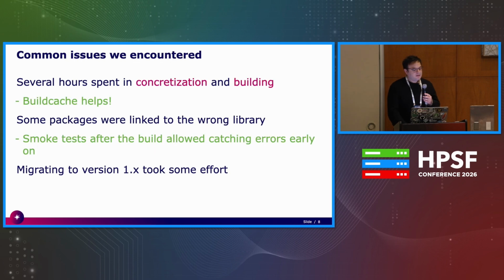A common issue that we encounter, a bit like a lot of people mentioned already, is we spend several hours in concretization and building. The build cache helps a lot, of course. Some packages were linked to the wrong library, and we realized that once we deployed on the cluster, so it was a bit too late, but luckily we now introduce mock tests after the build, so that we can catch the errors early on and not release those before we patch it.